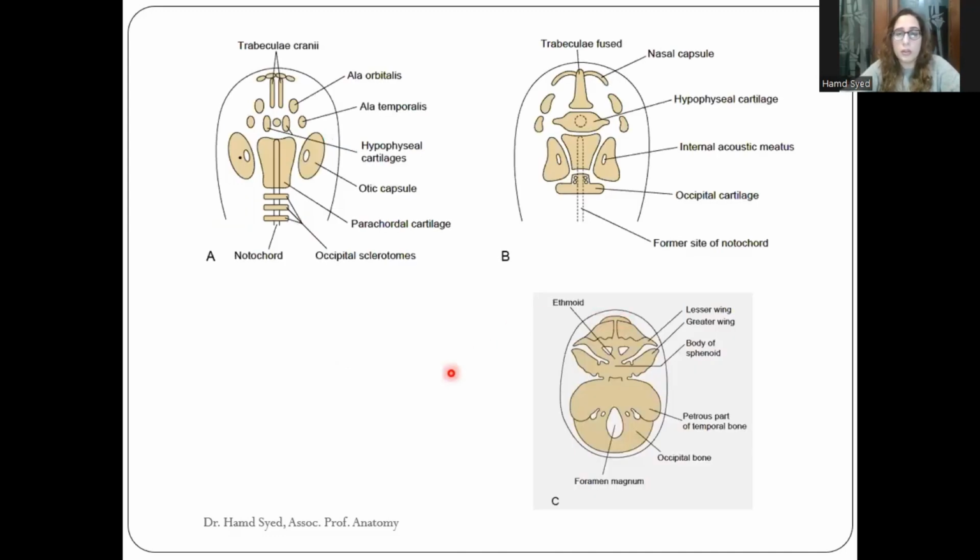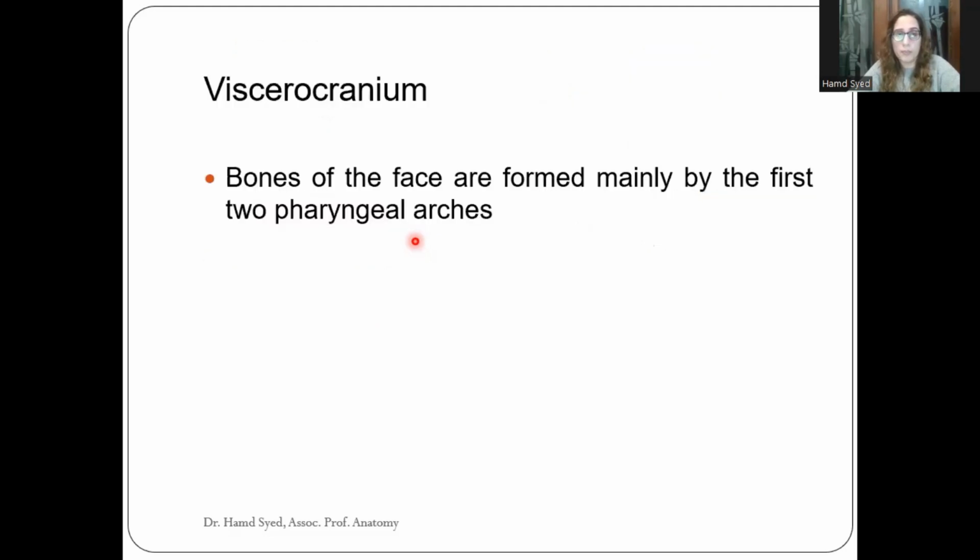So here are a few other diagrams which are showing us these plates, these cartilages which appear initially. That is the ala orbitalis, which will form the lesser wing of sphenoid. Here you can see the ala temporalis. You can see the hypophyseal cartilages, which are going to form body of sphenoid, the trabeculae cranii, which will form ethmoid bone, also the otic capsule, which is going to form the temporal bone, and the paracaudal cartilage, which will form the basio-occiput. So these are the cartilages which appear in the base of the neurocranium.